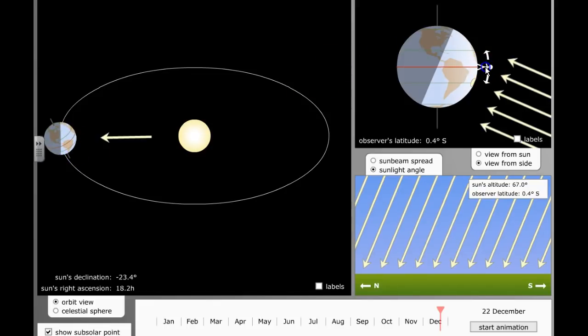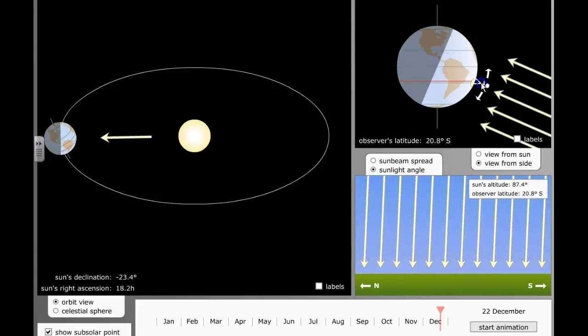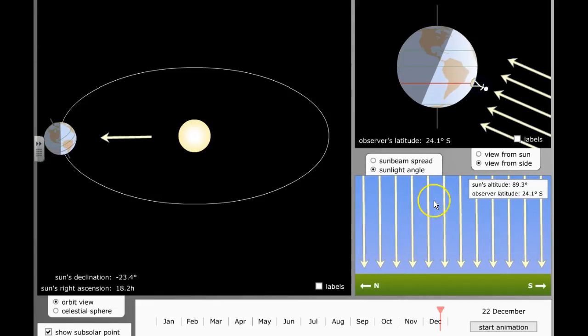So if my observer here were located at 23.5 degrees south, you can see that the angle of insolation would be directly overhead for them because the northern hemisphere is tilted away from the sun. And as you know, 23.5 degrees south is the Tropic of Capricorn. This would be winter for the northern hemisphere.